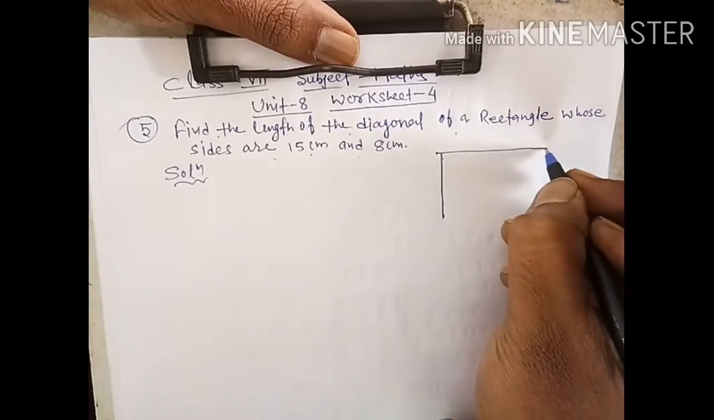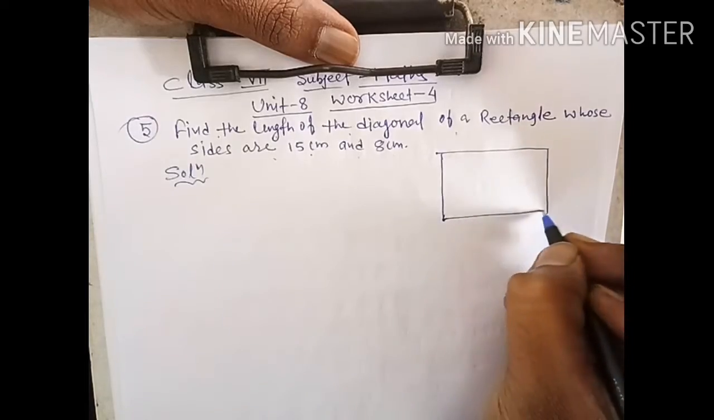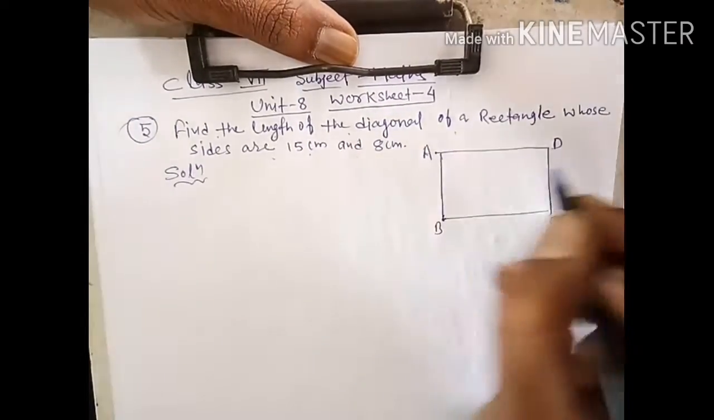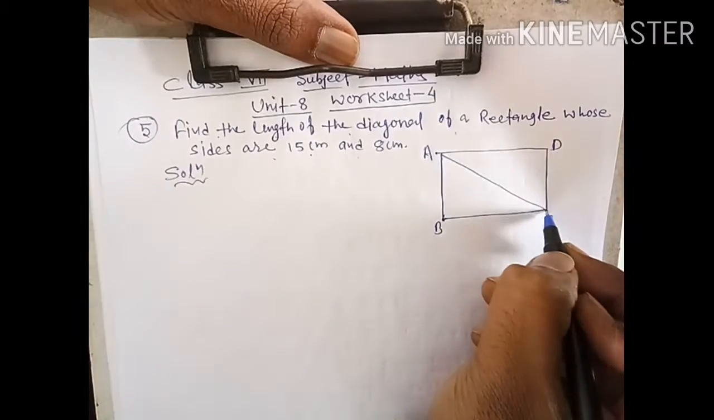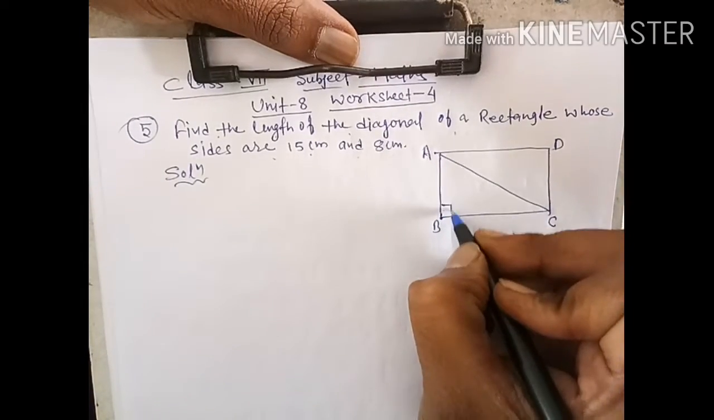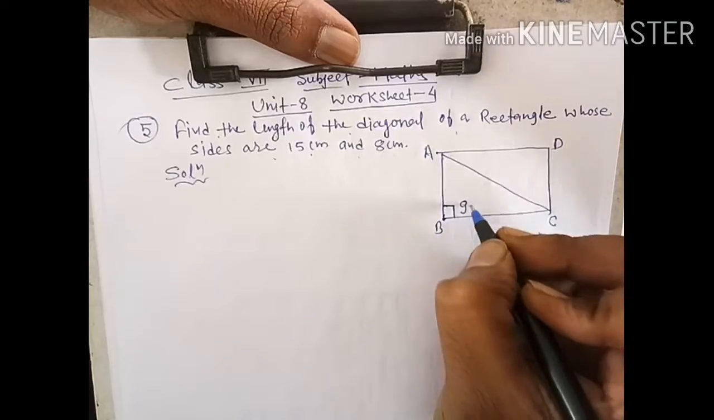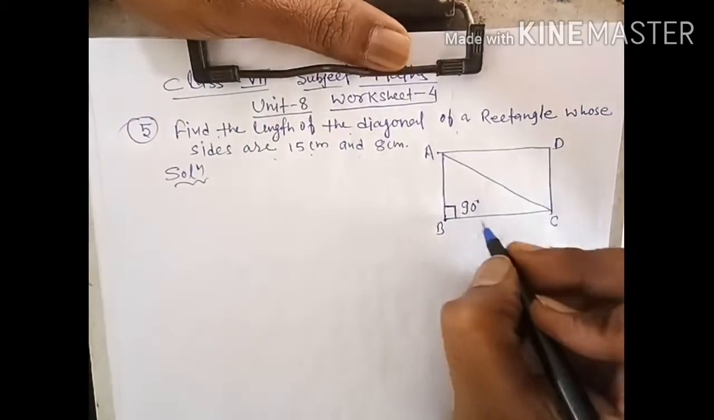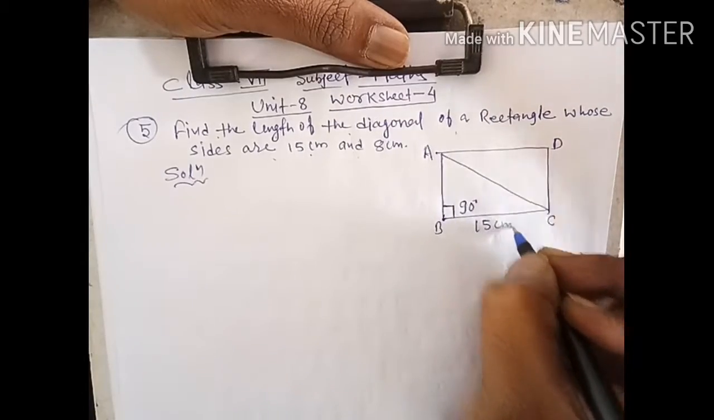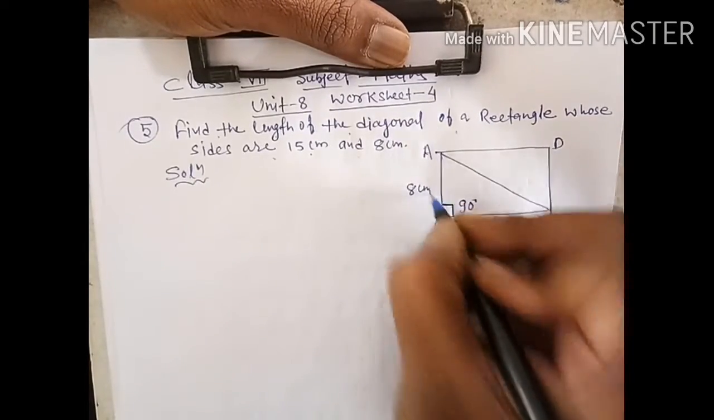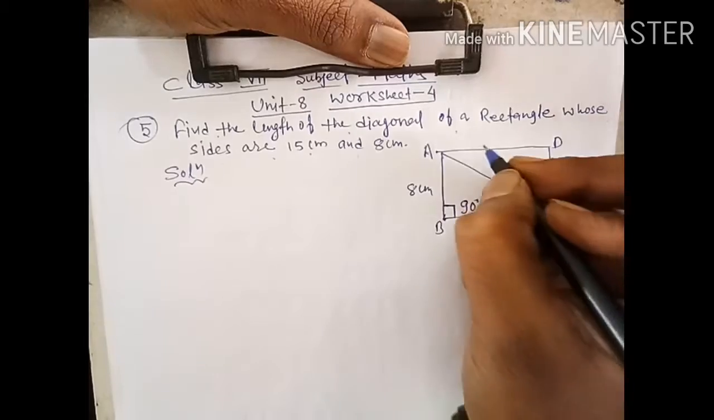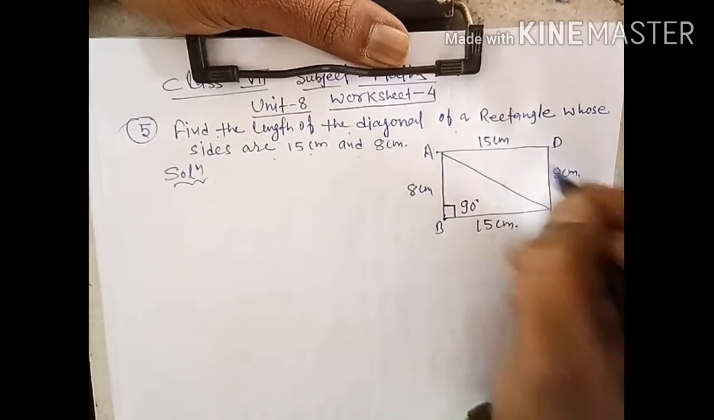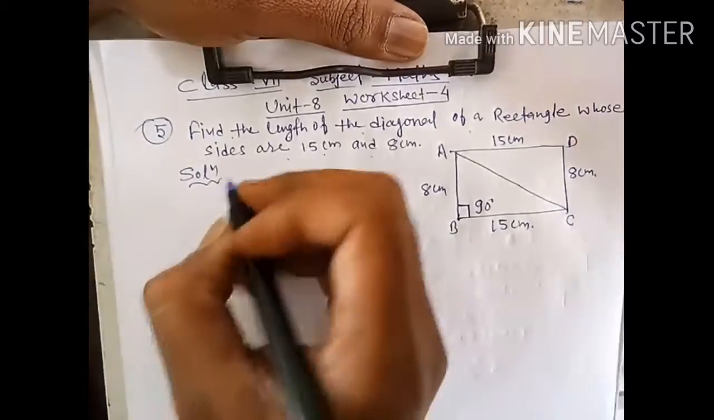First we make a rectangle, name it ABCD. Here the diagonal is AC. We all know that in a rectangle all angles are 90 degrees. Here it is given that the sides of the rectangle are 15 cm and 8 cm. We also know that the opposite sides of a rectangle are equal, so they are also 8 cm and 15 cm.